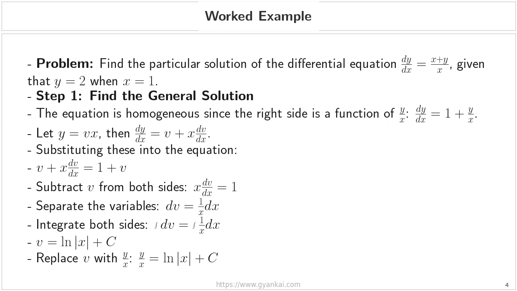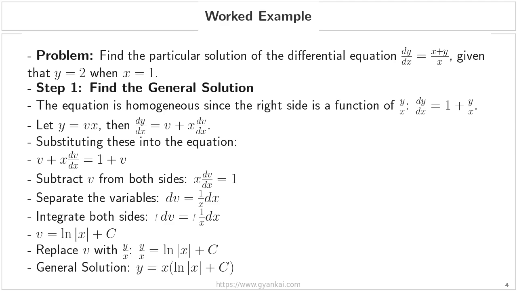But remember, we can't leave our answer in terms of v, we need it in terms of our original variables. So, we replace v with y over x, which gives us y over x equals natural log of the absolute value of x, plus c. Finally, to make it cleaner, we multiply the entire equation by x. This leaves us with our general solution. y equals x, multiplied by the quantity natural log of the absolute value of x, plus c.